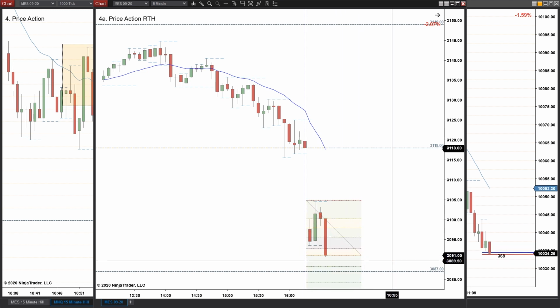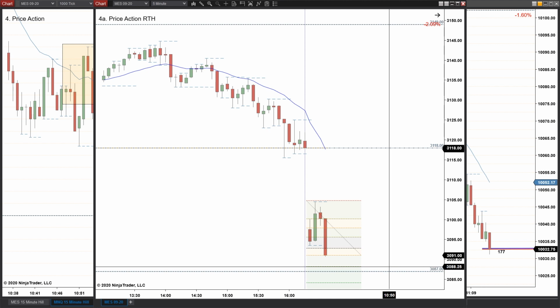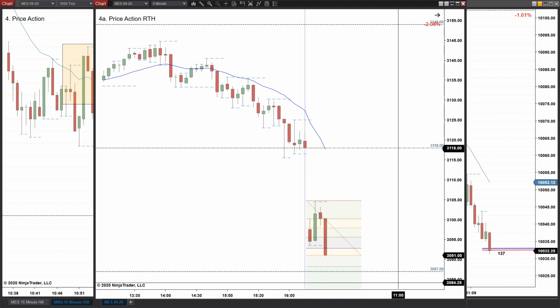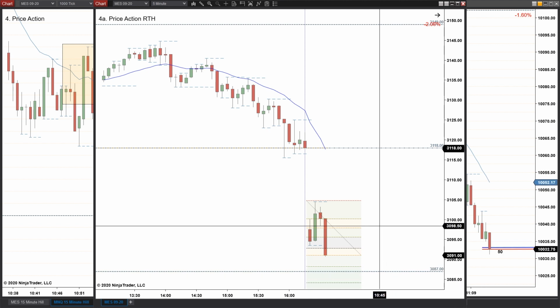If you're looking at an entry point, if you just sold the close of the bear bar, then you've got your targets out. You're looking for targets at 88.25, 84.25, or if you're going for 1-to-1 or 2-to-1s, those are even further down.